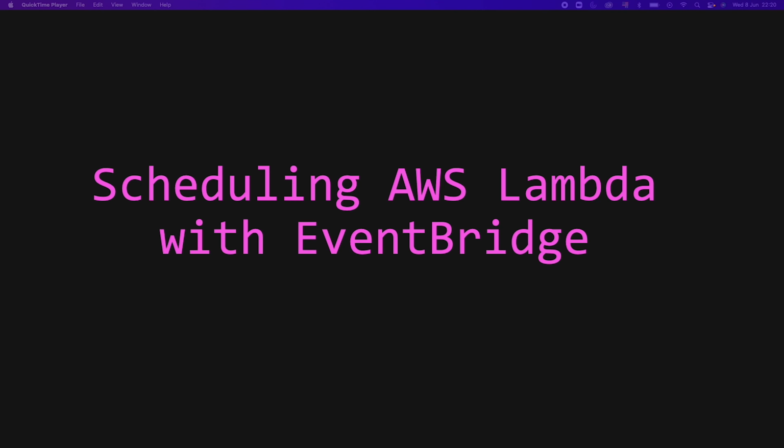In this video, we are going to look at how you can schedule your Lambda function at a fixed interval using EventBridge. This scheduling of Lambda can be at a fixed rate, for example, every 5 minutes or every 10 minutes or every hour, or it can be at a specific time such as every day at 8 p.m.